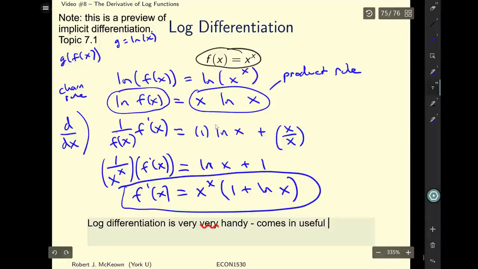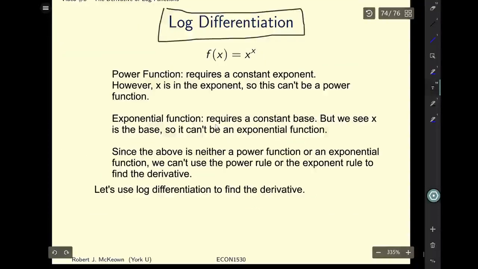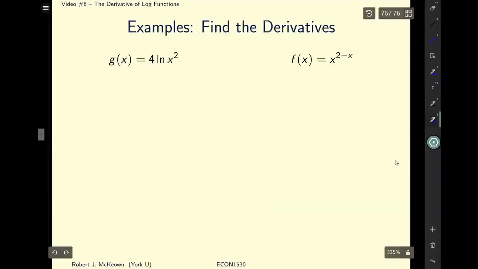It comes in useful very often in economics, as you will see in chapter 7. Think of elasticities. Maybe you saw them. Hopefully you've seen them in Econ 1010 or Econ 1000. And if you haven't seen them in Econ 1000, you should see them soon. Here are 2 practice problems. Why don't you press pause, give them a try, and then we can go through the solution together.